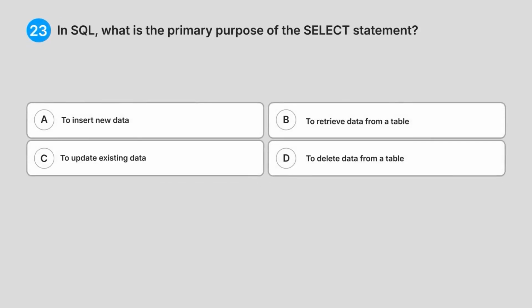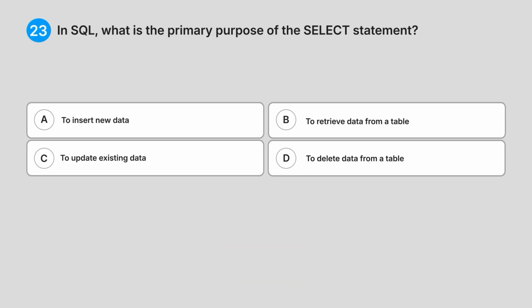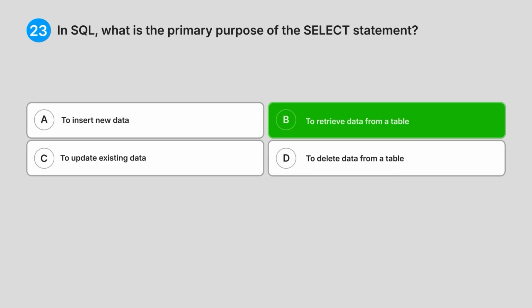23. In SQL, what is the primary purpose of the select statement? A. To insert new data. B. To retrieve data from a table. C. To update existing data. D. To delete data from a table. Do you know the answer? Correct answer, B. To retrieve data from a table.